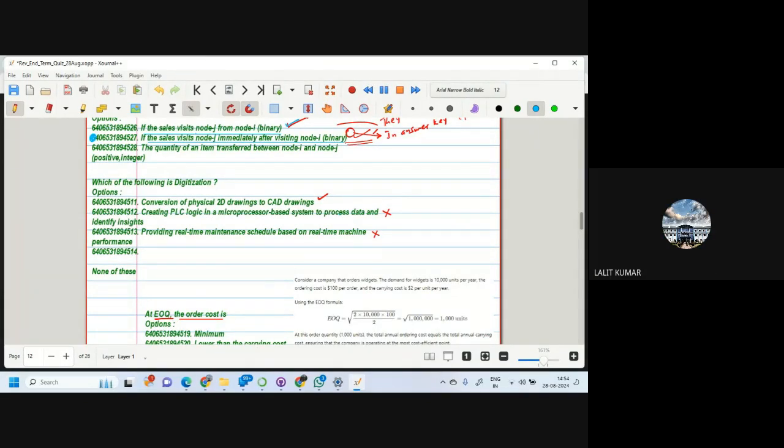Which of the following is digitization? Digitization is analog to digital conversion of physical 2D drawing to CAD. Creating PLC logic in a microprocessor based system is digitalization, so it is not there. Providing real-time maintenance schedule based on real-time machine performance is digital transformation. So remember, digitization is basically analog to digital.